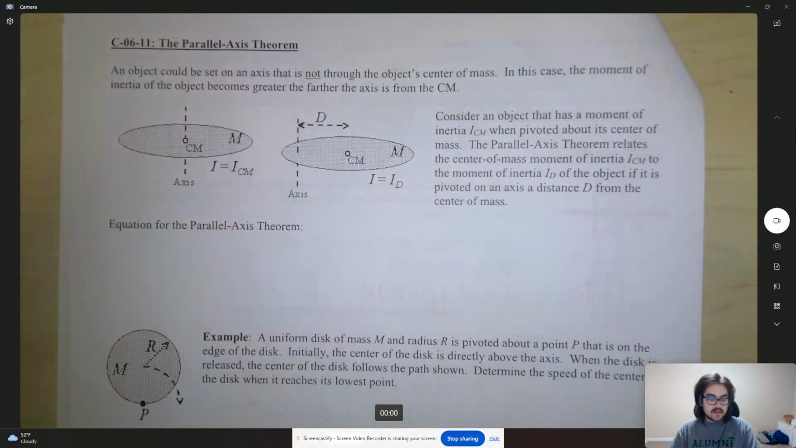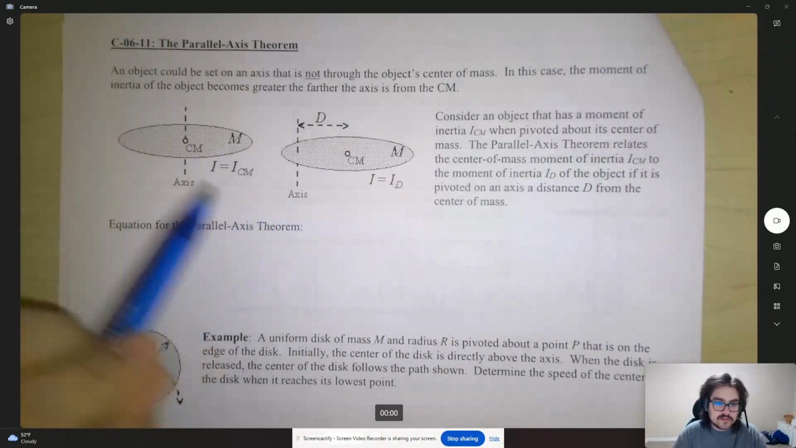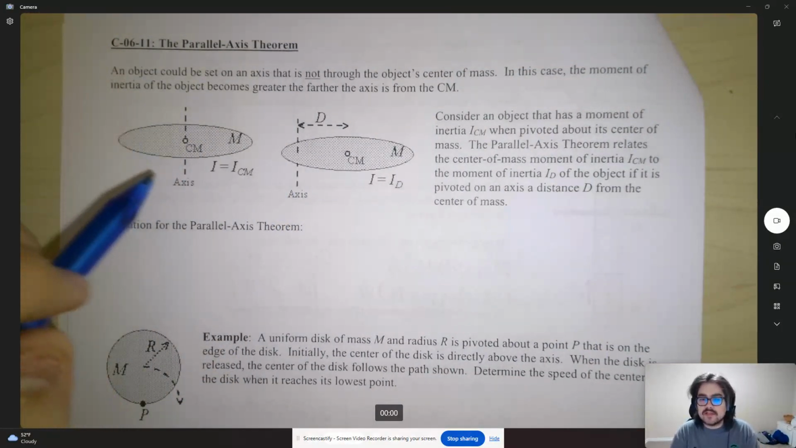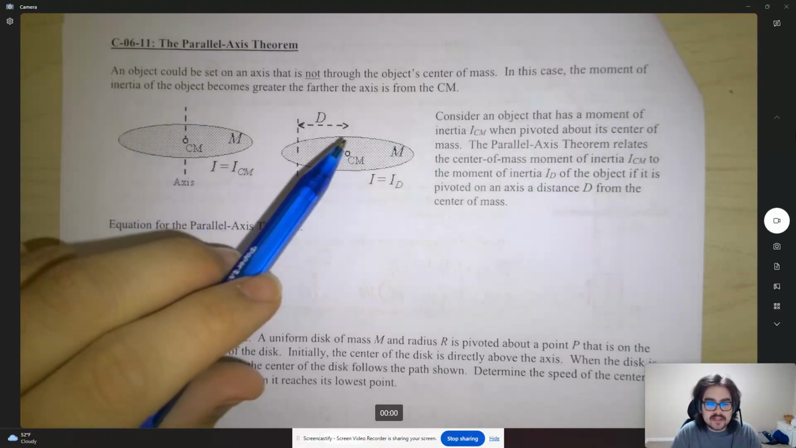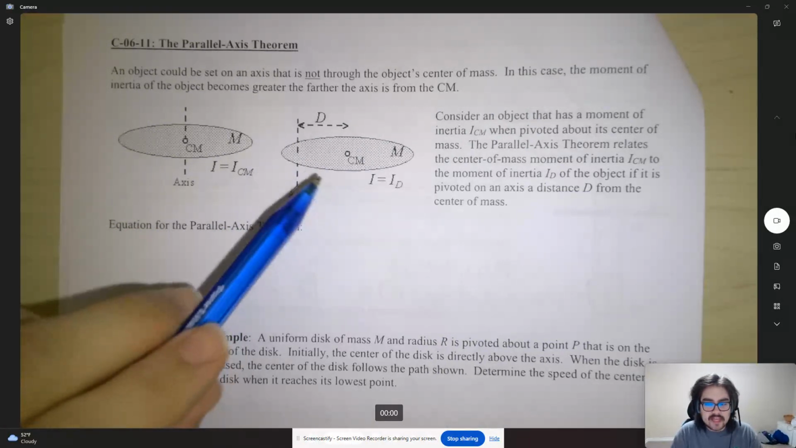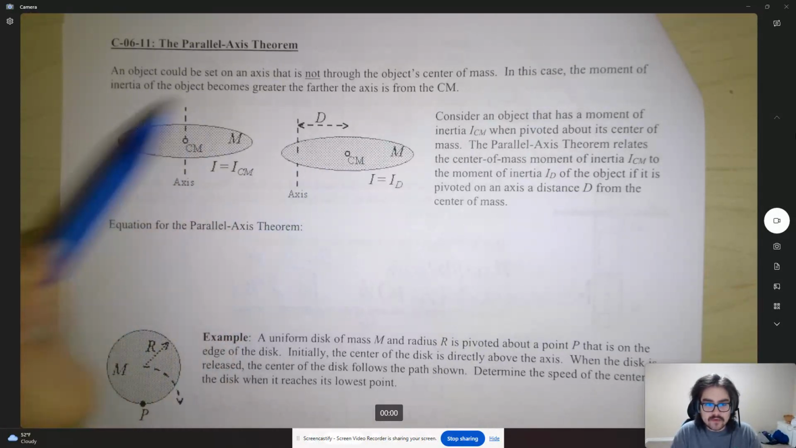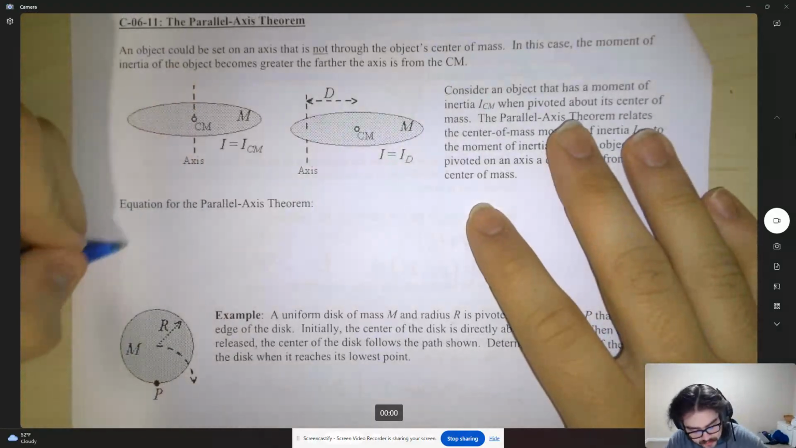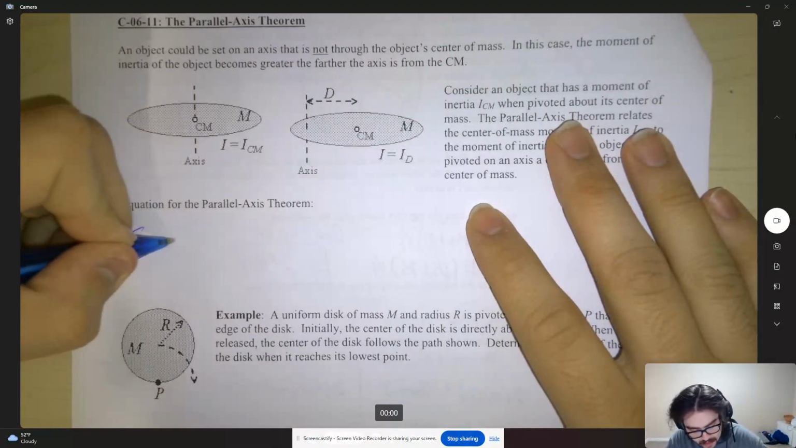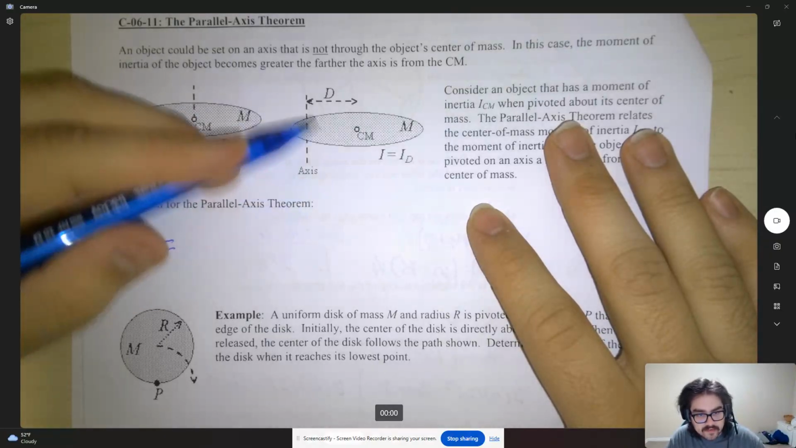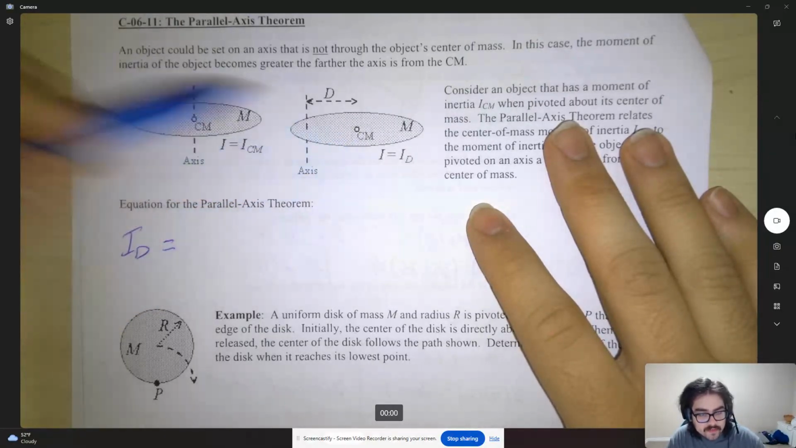Okay? Now, if you consider this object, right, let's pretend that we have a disk and we initially are spinning it about the center of mass, but then we decide that we want to move the axis to the left over here, then we can actually relate the original moment of inertia to the new one. And that's what the parallel axis theorem does for us. Okay? I sub d is our new moment of inertia at the point that's a distance d from the center of mass.